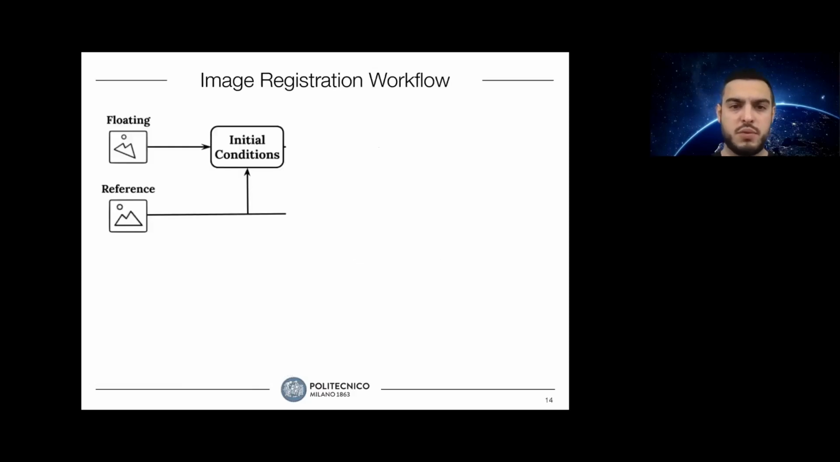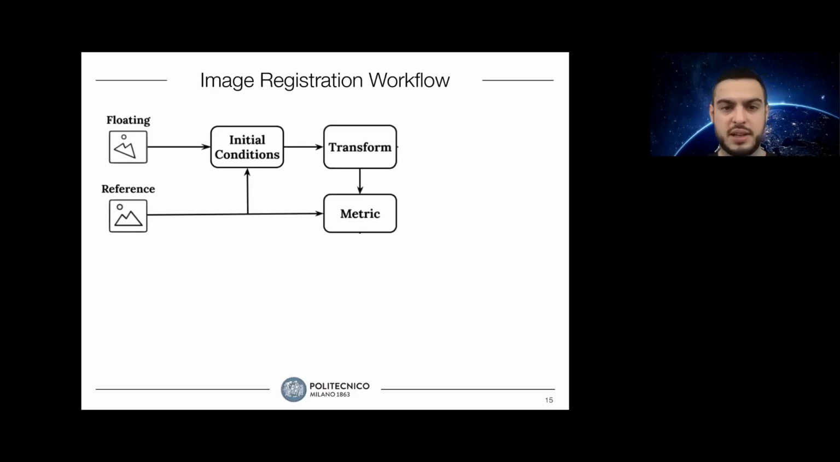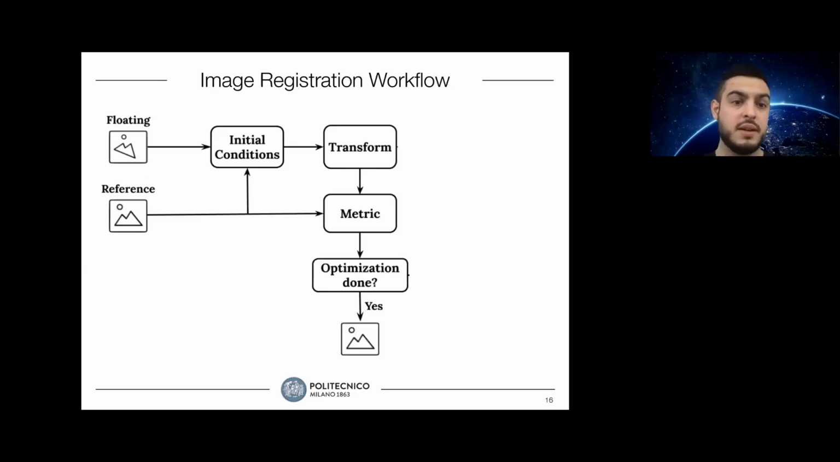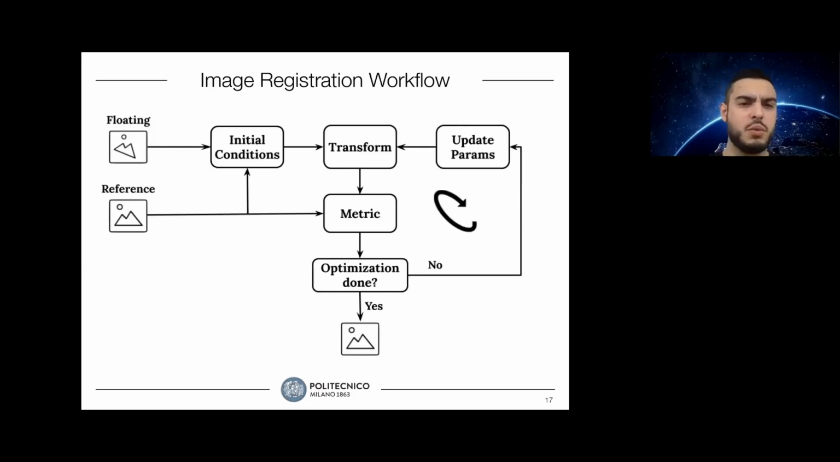Generally, the multimodal workflow to register two images is an optimization procedure that starts with the initial condition estimation, and it is followed by a transformation of the floating image, whose goodness is evaluated through a similarity metric. This value is used by the optimizer to determine whether convergence is reached or not. If yes, the process ends. Otherwise, we will update the parameters and repeat the loop until convergence.